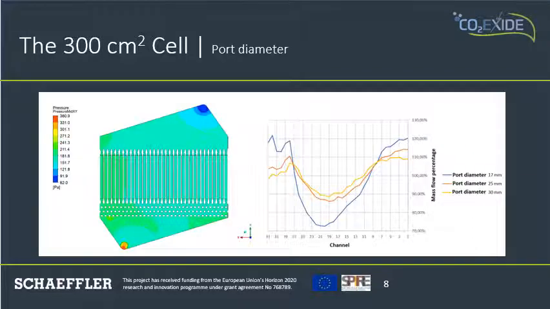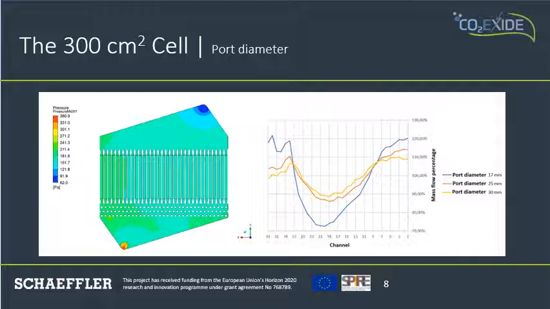Also, the electrolysis cell with an active area of 300 square centimeter was optimized by CFD simulations. On the left-hand side of the slide, the CFD simulations illustrating the pressure drop in the catholyte chamber is shown. The catholyte is entering the chamber on the lower left side and is leaving the chamber on the upper right side. It's clearly visible that the highest pressure drop is located at the inlet and the outlet of the chamber. The overall pressure drop is around 300 Pascal.